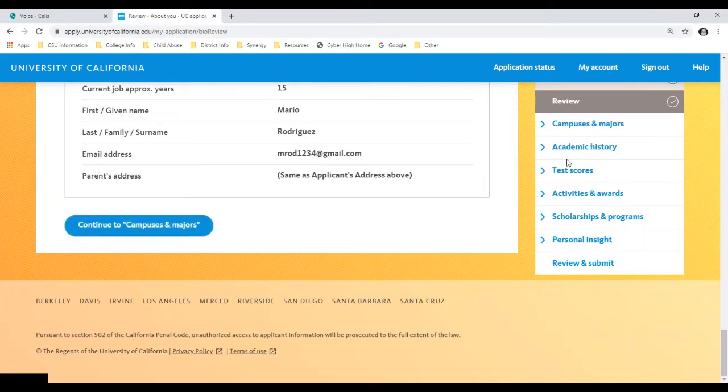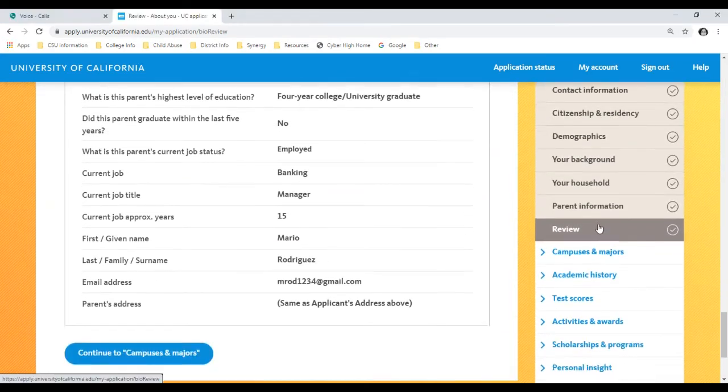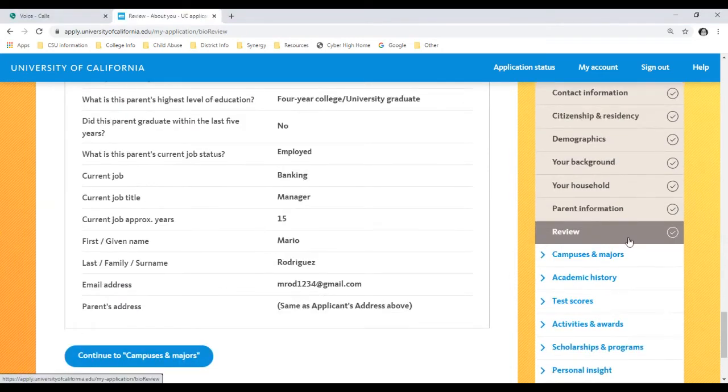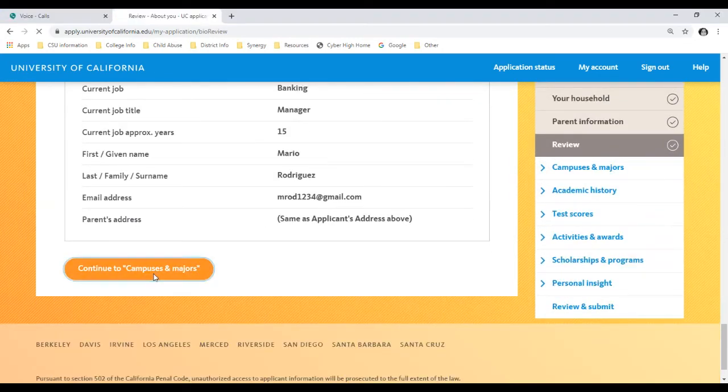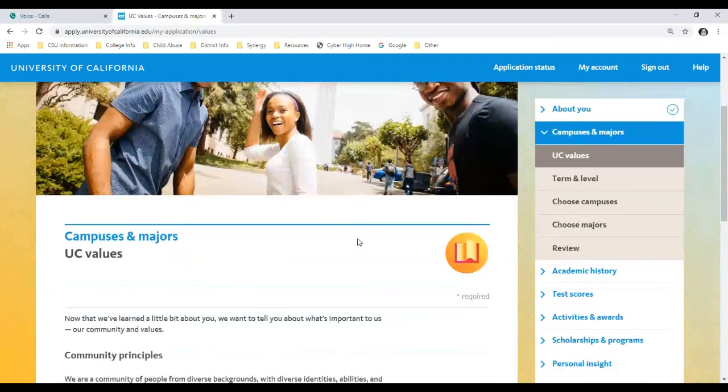So remember I was talking about over here on the right hand side, there's all of these things that you have to do. So basically that is the first section. And after you're done with that, then you can go to campuses and majors. Okay, so automatically it saves and it goes to the next section.